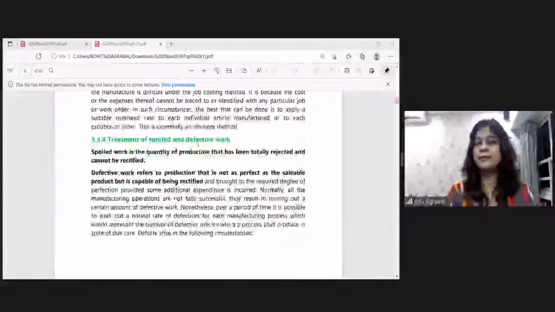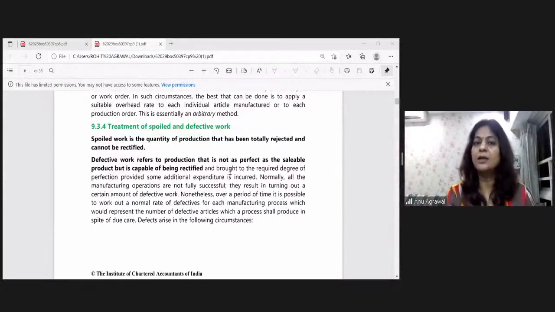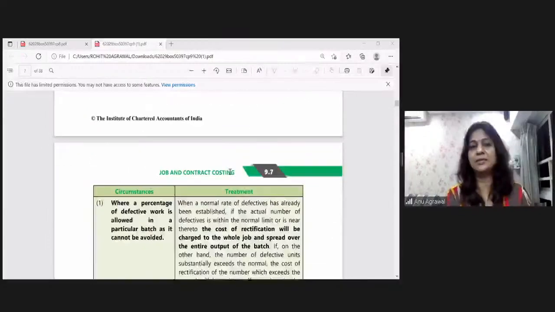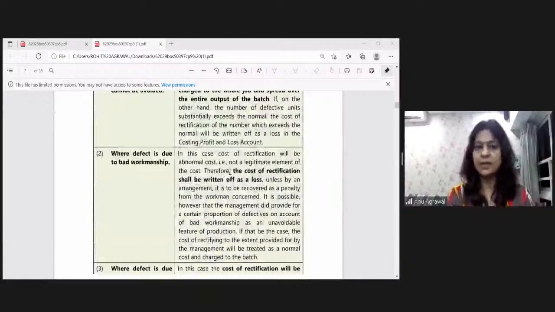Again, treatment of spoiled and defective work. Spoiled work, now here they are saying spoiled work is the quantity of production that's totally rejected, cannot be rectified. And defective work is which is not perfect, but we need to rectify it. Again, treatment remains the same, right? We already discussed it, right?